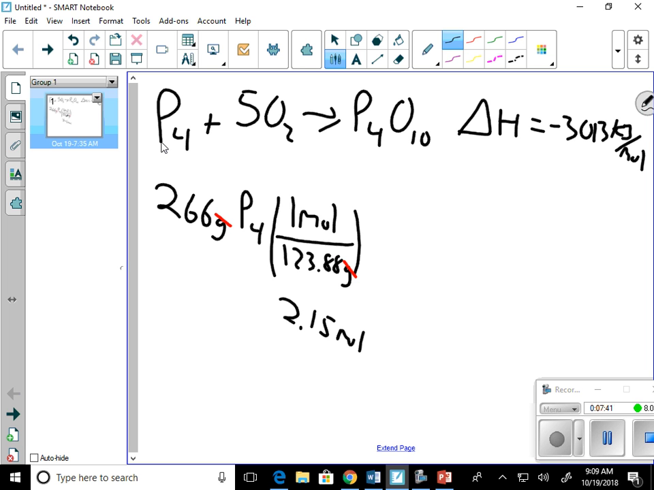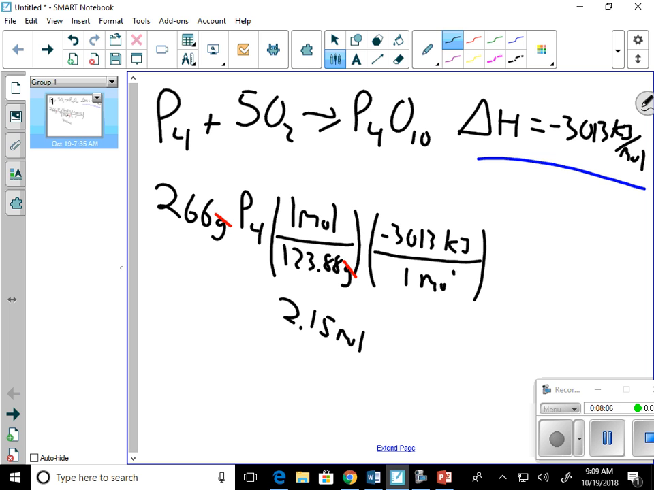However, what you would see in my notes of how I do it, how the textbook probably does it as well, is we can use this enthalpy value as a conversion. Because look at what unit we're in right now when grams cancels out. We're in moles of P4. From there, all I have to do then is say there's 3,013 kilojoules for every 1 mole of the reaction. And since there is a coefficient of 1 in front of the P4, that's all we have to do.